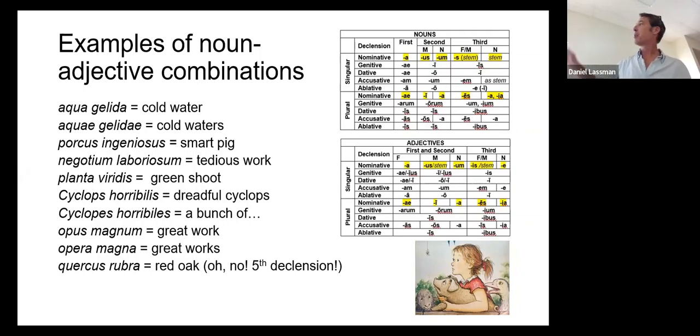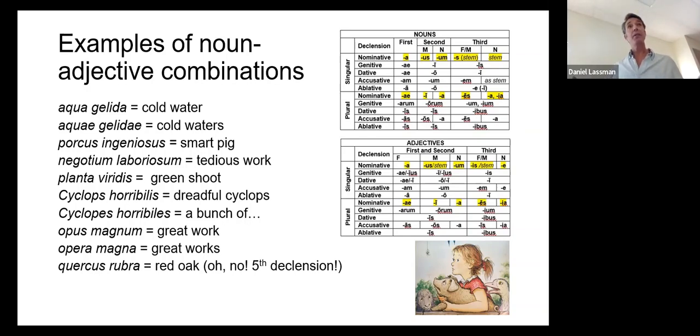So here are some easy examples. Aqua is the Latin word for water. Gelida is an adjective that means cold. So aqua is in the first declension and it ends in A, and gelida is also a first declension adjective and it ends in A. So aqua gelida is feminine, meaning cold water. If you want to make it plural, you go down to the plural section where you say AE in that first column, and you match it with an adjective that says AE in the second column, and it's aquae gelidae.